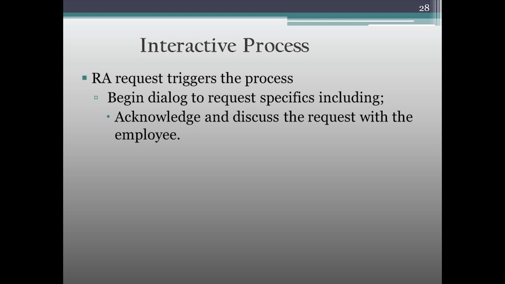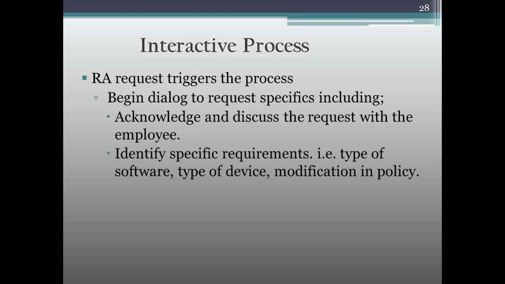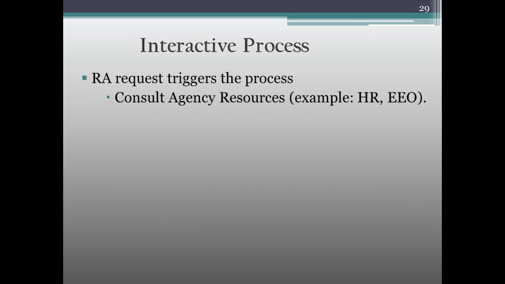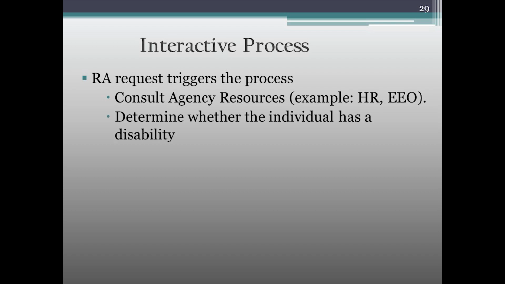It's important to acknowledge that the individual has requested a reasonable accommodation and identify the specific requirements. What type of software is this person looking for? Is there a device or a modification in policy that they're requesting? You need to identify how this accommodation will enable the individual to perform the essential functions of the position. This is a good time to consult with your agency resources, whether it's your accommodation resource person or your EO person, and then determine whether or not the individual actually has a disability.